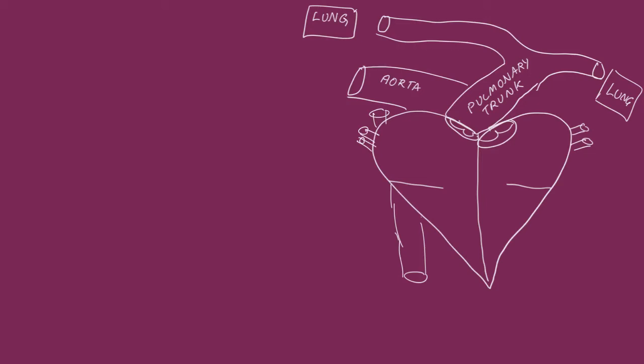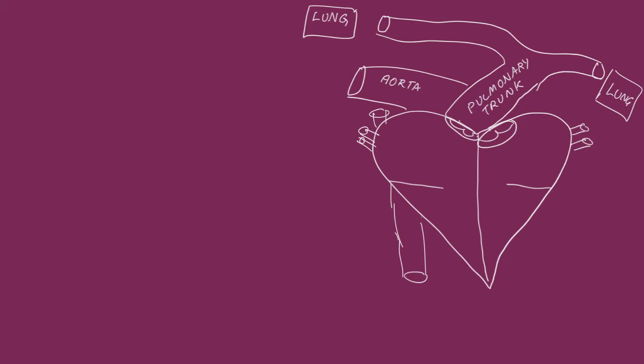Before we study fetal circulation, let's review the pathway of blood through the heart. Deoxygenated blood from all parts of the body enters the right atrium via the vena cava, and from there blood flows to the right ventricle. The right ventricle then pumps the blood to the pulmonary trunk, which takes it to the lungs via the pulmonary arteries. In the lungs, the blood is oxygenated.